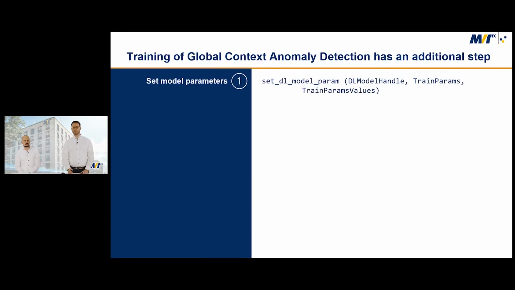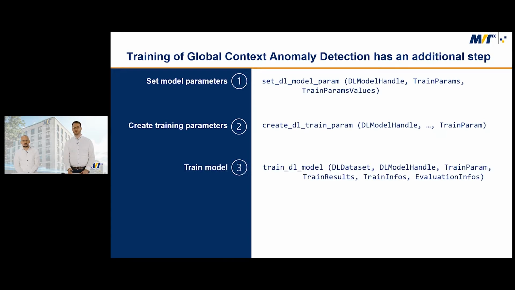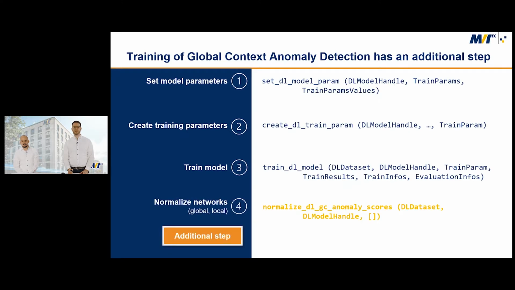First, you have to set your model parameters. Then you have to create your training parameters. And then, of course, you have to train your model with these parameters. And then there's an additional step, which is special for global context anomaly detection. That is the normalization of both networks. So if you use both networks, then this is always necessary to be done, because the networks output anomaly scores and they have to be normalized against each other.